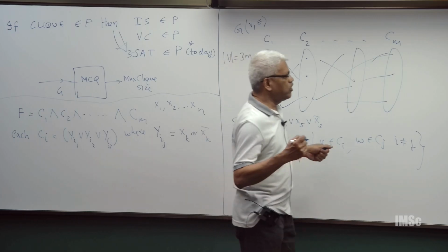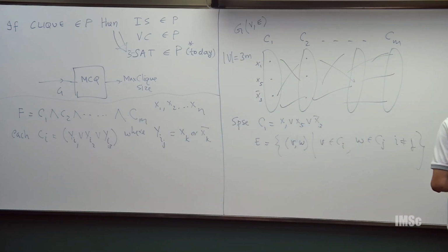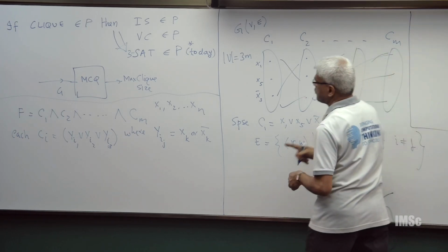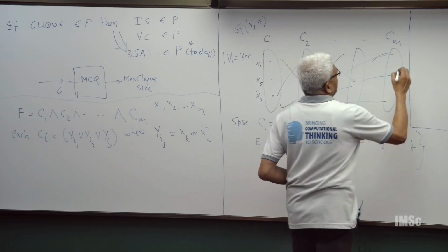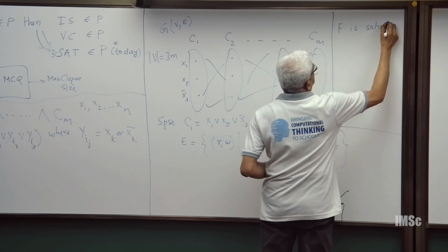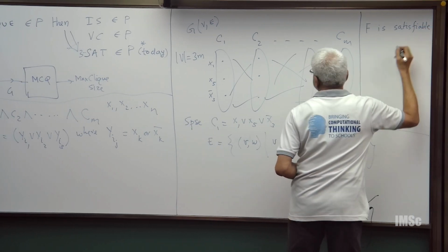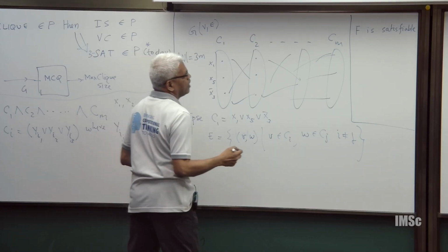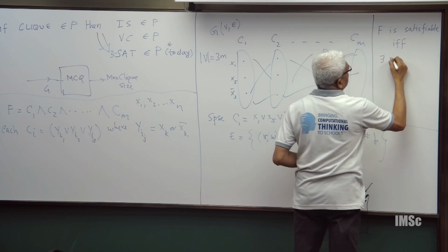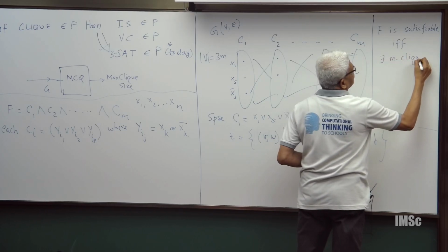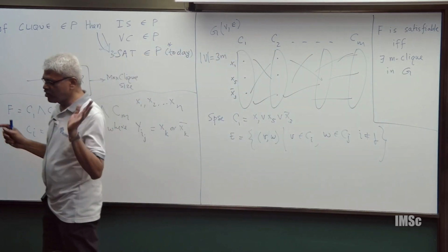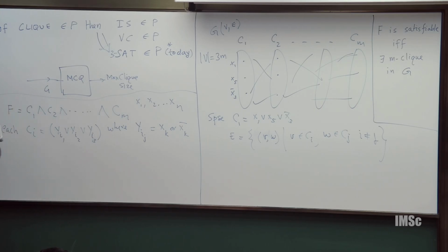So, now what do I want? I want the property that my formula f is satisfiable, meaning that there is some assignment that sets every clause to true, if and only if there exists an m-clique in G. This is the kind of thing I want. I mean, it is not true at this point, you will see why, but I want this property.